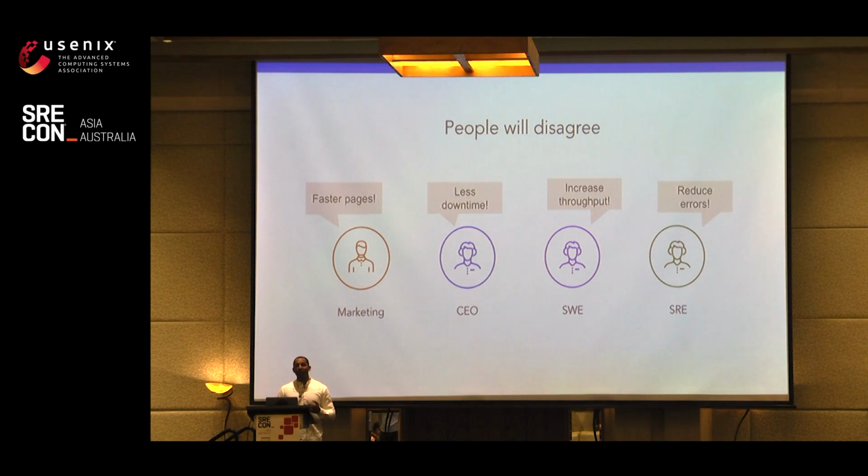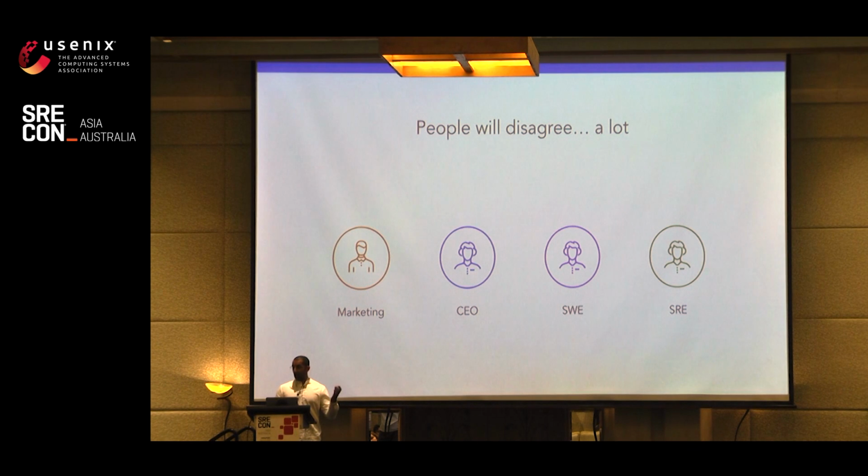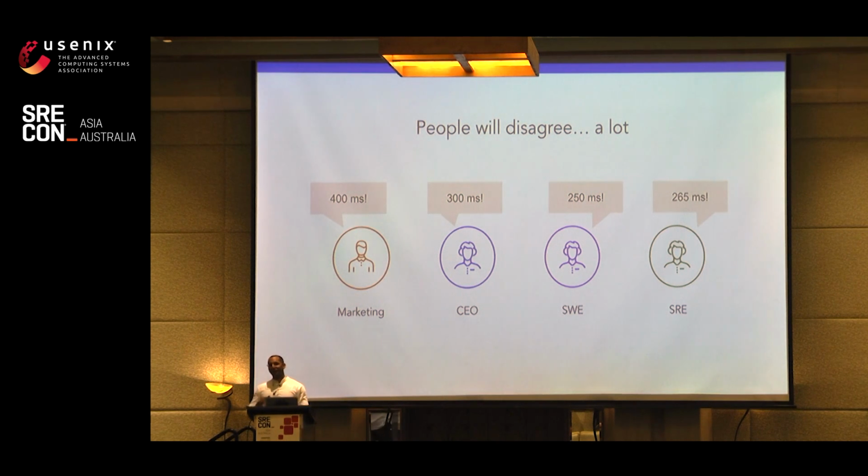Not only will people disagree about what class of thing to focus on, people will disagree a lot about what to do with each class. So even if you agree on page load time, you might have marketing saying 400 milliseconds, that's what we should shoot for. And the CEO thinks 300 milliseconds, that's the better target. Software engineers are thinking, I can get this down to 250 milliseconds, I just need to spend the next 4 months on it. And then SRE is like, whoa, whoa, that's crazy. We can stop at 265, because those 15 milliseconds, they make a huge difference.